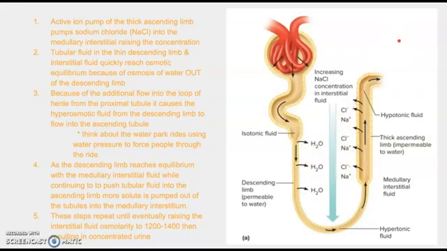Number 5, all of these steps repeat until eventually raising the interstitial fluid osmolarity to 1200 to 1400, then resulting in concentrated urine.